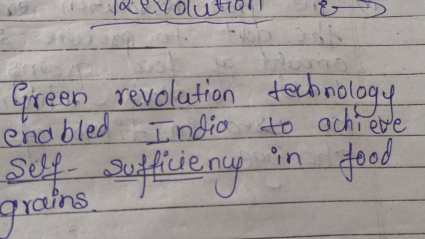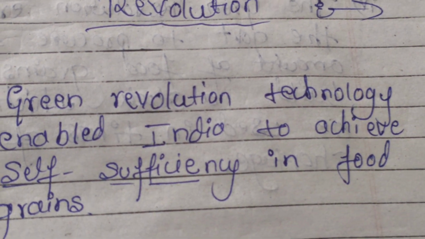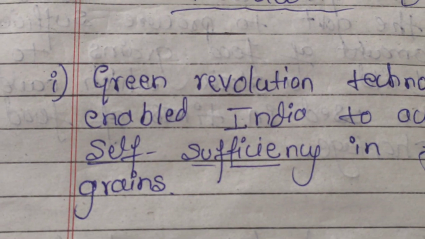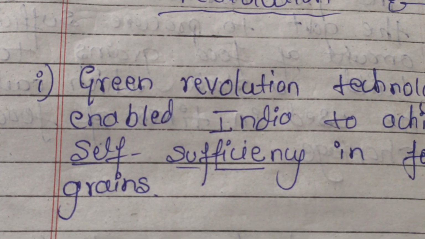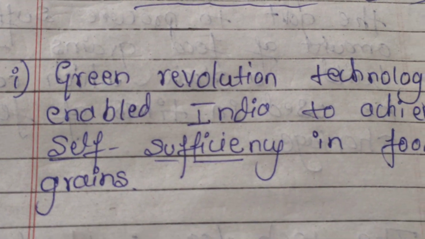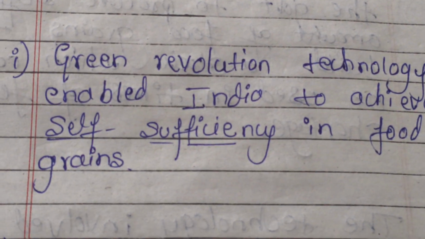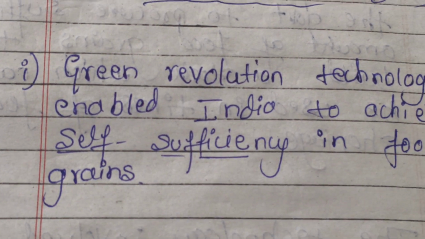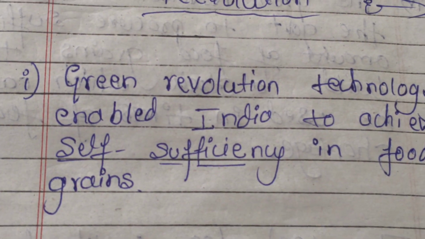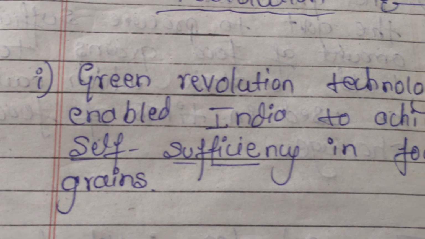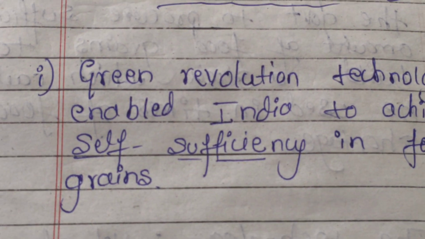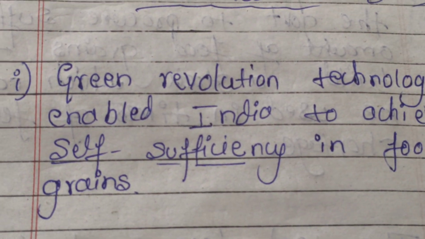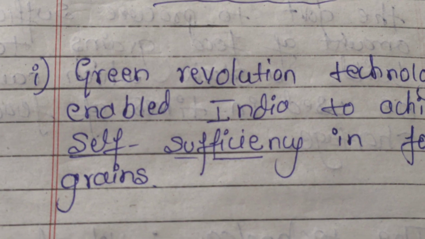After introducing the green revolution, with high yielding variety seeds and green revolution technology, India was enabled to achieve self-sufficiency. It reduced the dependency on importing food grains from the rest of the world, America or other nations. So this is a very good positive impact of the green revolution in India.